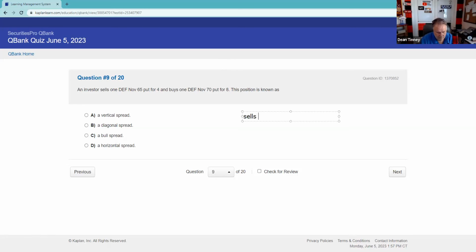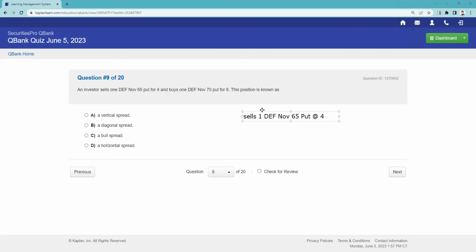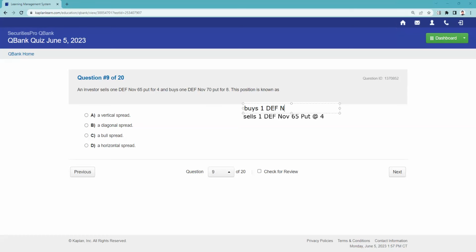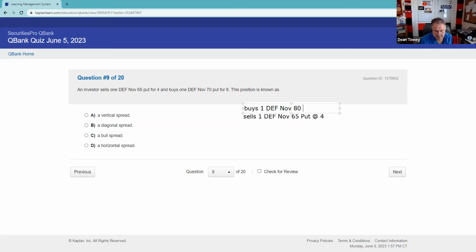I sell one DEF November 65 put at 4. And then I don't know if you do it this way, I like to stack my legs this way, put the higher strike on top and the lower strike on bottom. November 70 put at 8. And you were correct, that is the 70 leg.